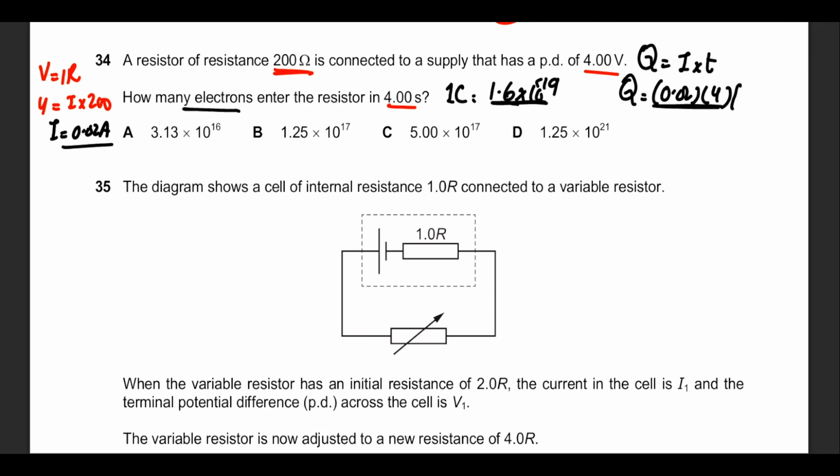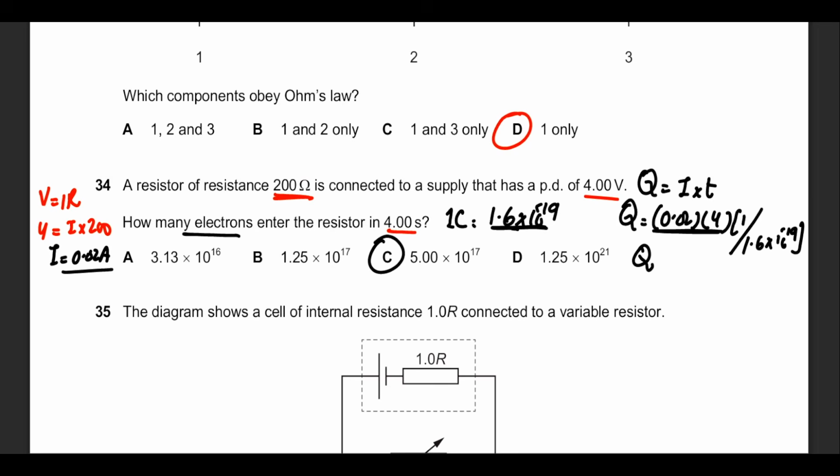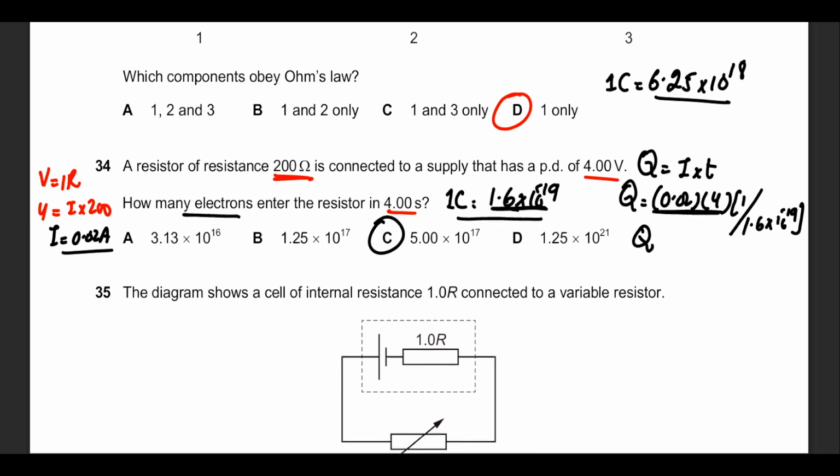So simply do this: 1 divided by 1.6 into 10 raised to the power minus 19, you get to the final answer, which is option C. But if you want to remember this the other way around, for example, that 1 coulomb of charge or one packet of electrons contains 6.25 into 10 raised to the power 18 electrons, that's up to you. But we get this number by doing the ratio method, by thinking about this in reverse.